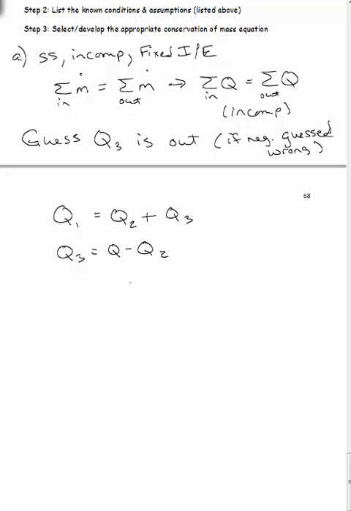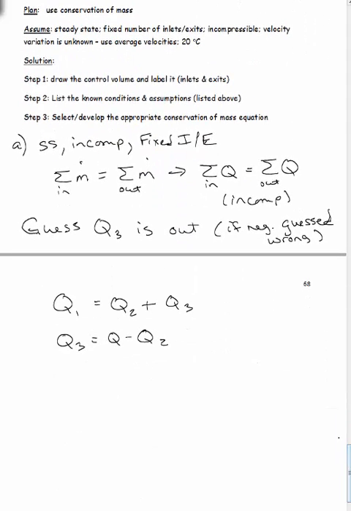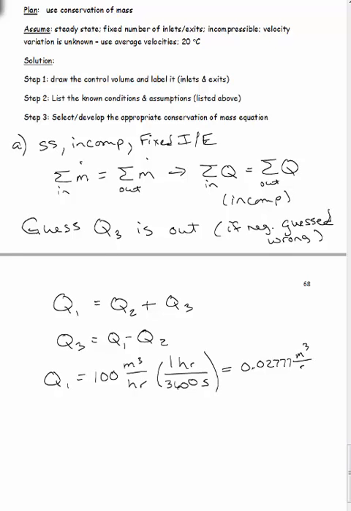All right, Q1, which one were we given? Q1 is 100 meters cubed per hour. You could leave it like that, but I'm going to put it into meters cubed per second. One hour is 3,600 seconds. I'm just used to using seconds, you don't have to. So that's 0.02777 meters cubed per second.